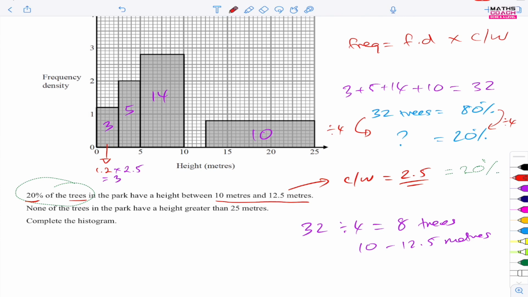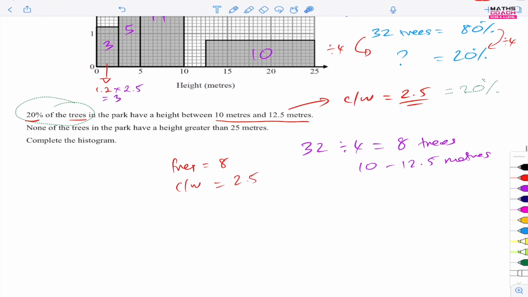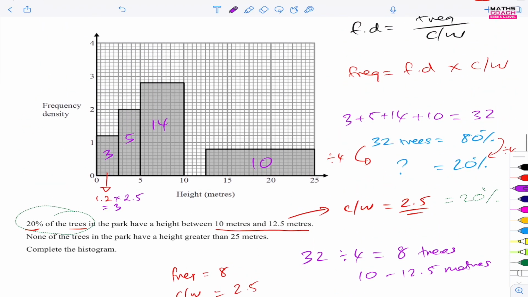Now, what is this 8? Well, the 8 is my frequency. What is my CW? The CW I worked out earlier is 2.5. So, to work out the frequency density, the height that I need for this, I just need to use the original formula, which is this right there. So, frequency density is going to be equal to frequency divided by the class width. And that gives me 3.2. So my bar has to have a frequency density of 3.2.